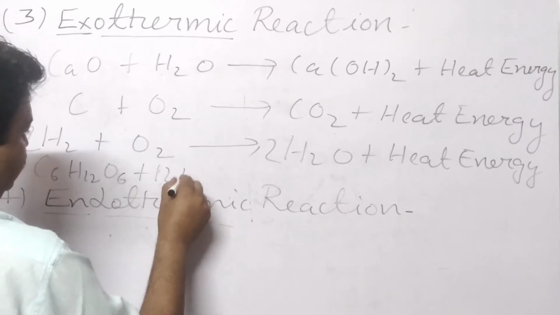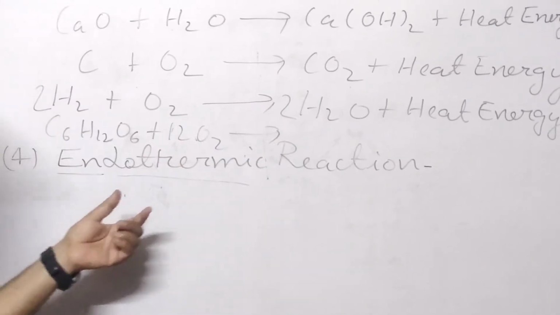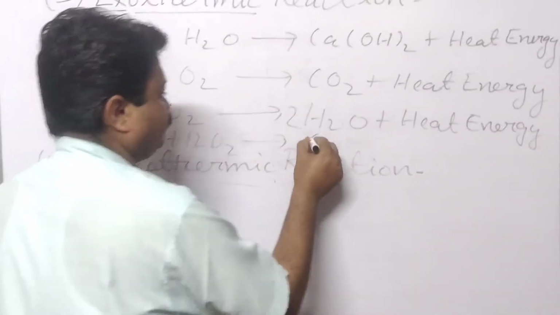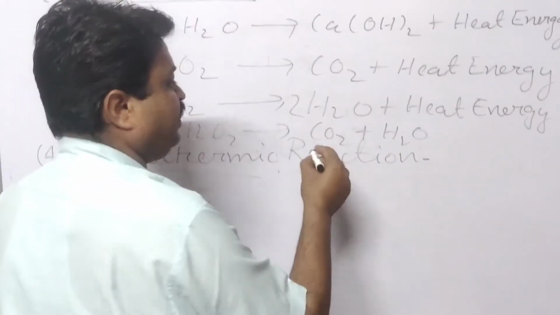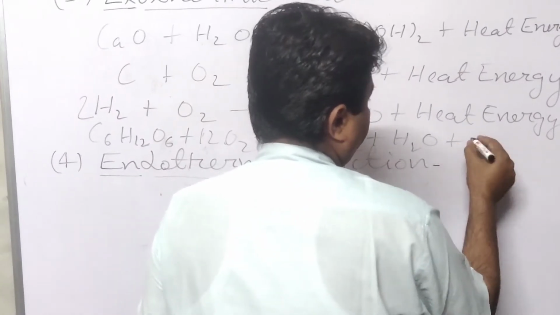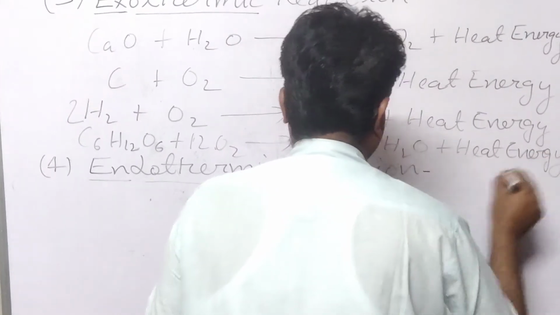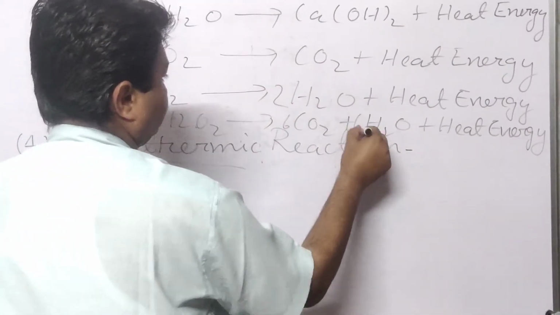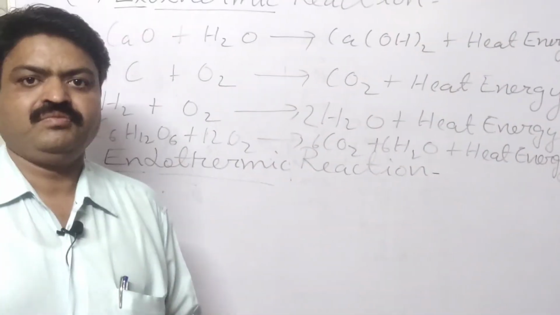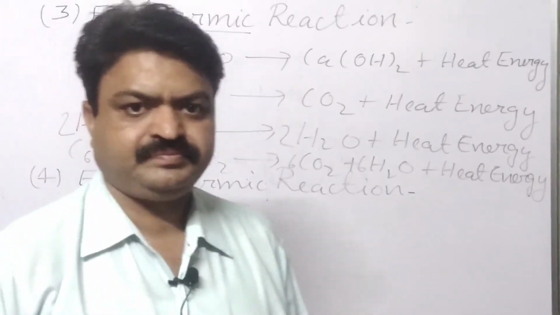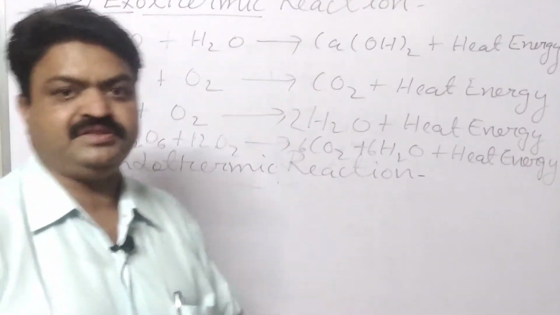Here I write C6H12O6 plus oxygen. Then what is produced here? Carbon dioxide, water, and with this heat energy is released. So we can say that respiration is also an example of an exothermic reaction. So these are the examples of exothermic reactions in which heat energy is released.